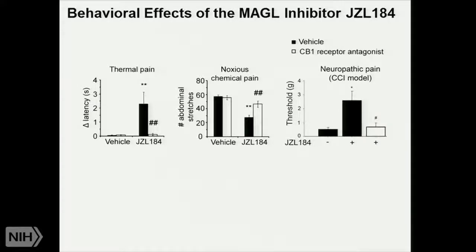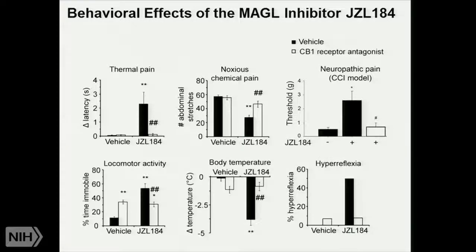What is interesting, however, is when one looks back at the acutely treated animals where you've blocked MAGL, you not only see these alterations in pain behavior, but a variety of other behavioral effects, including impairments in motility and changes in body temperature that are reflective, if you will, of a broader, potentially broader activation of the cannabinoid system.